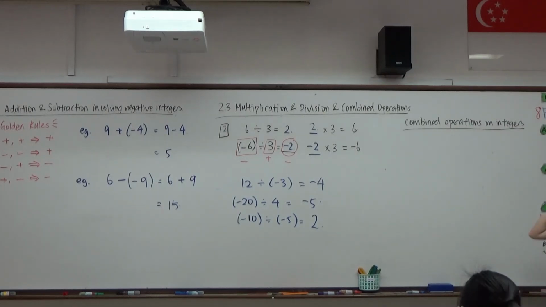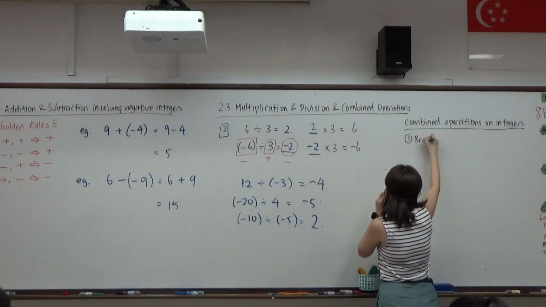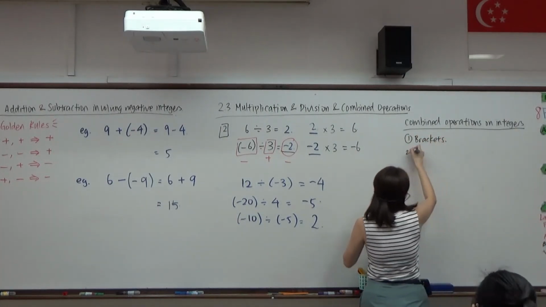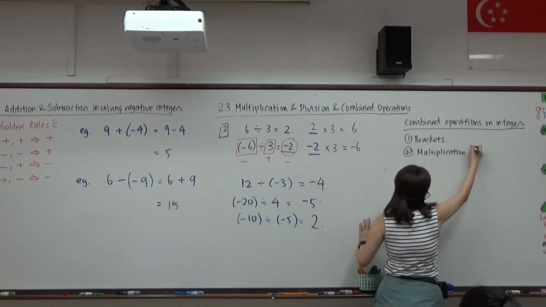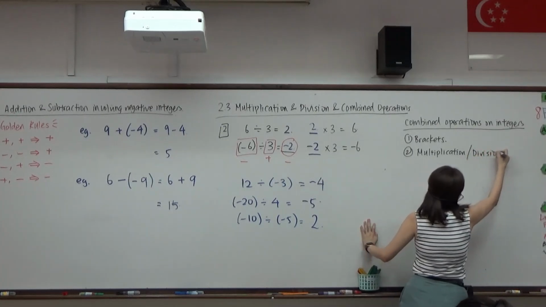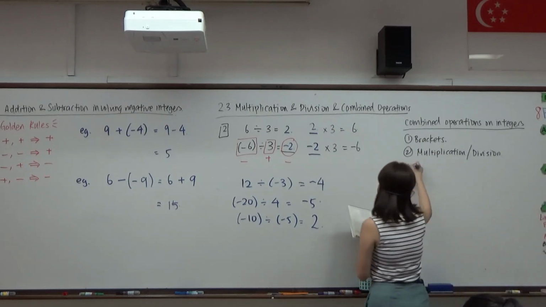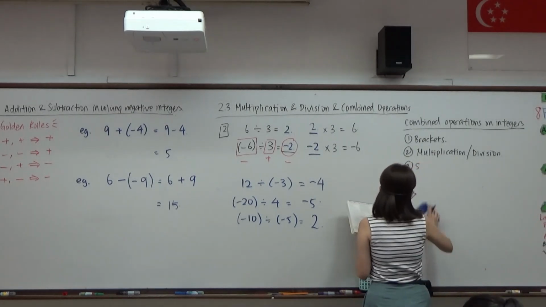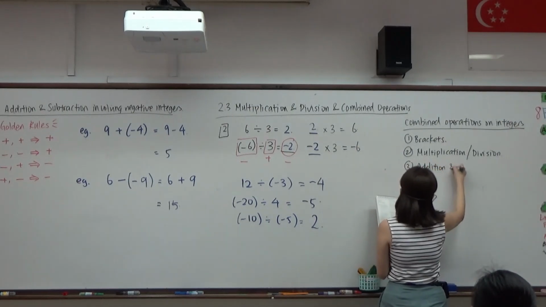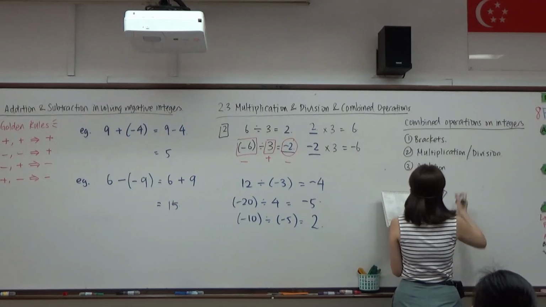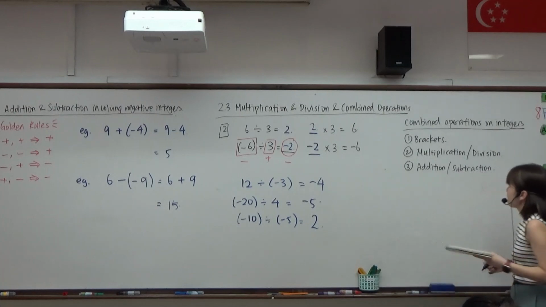Yes, so our BODMAS rule tells us the order of our operations. We handle the brackets first. Then we do multiplication or division, followed by addition and subtraction. What did I miss out? Of, yes, but I'm not trying to stress the word.